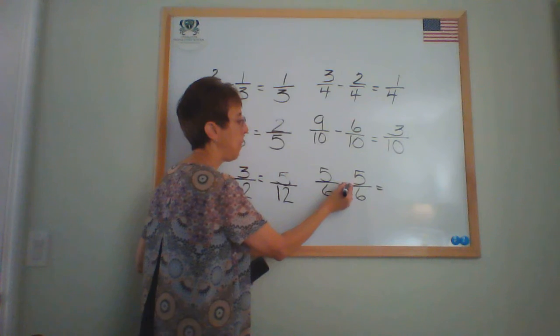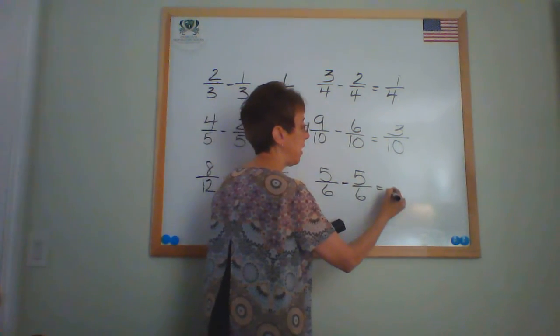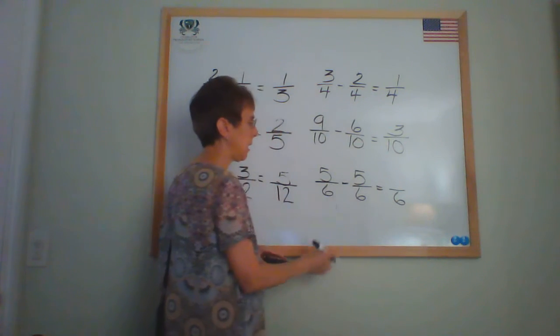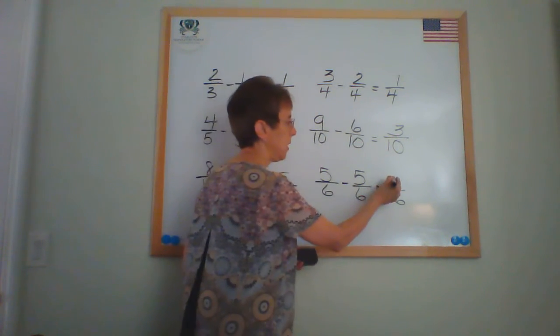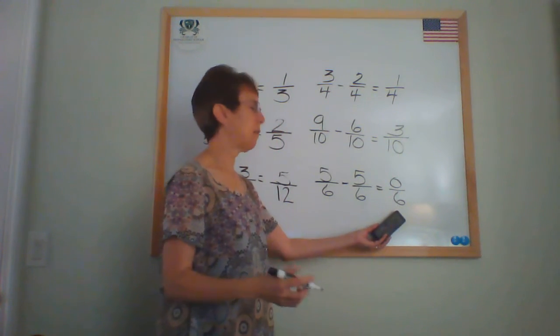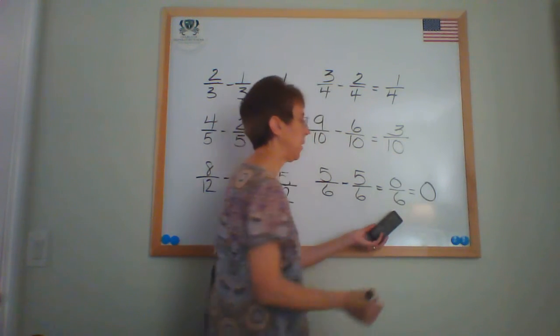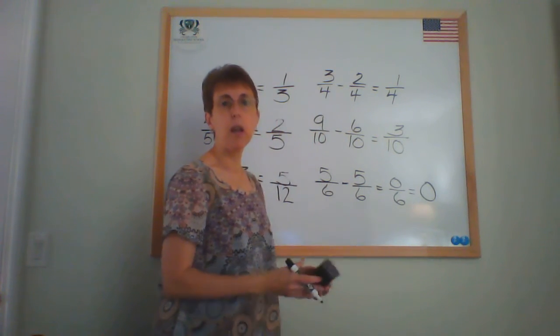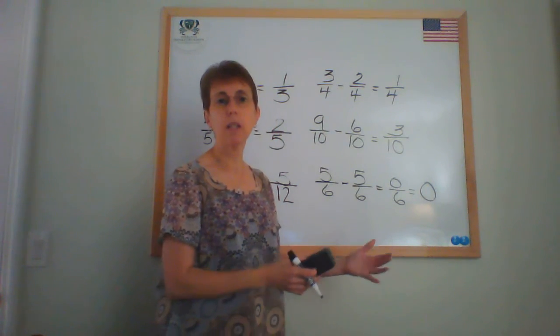5/6 minus 5/6, well, you see that you have 6, you might do this and say, okay, well, it's still 6, but then what do I have? 5 minus 5, 5 minus 5 is 0. Well, so you may have written this and you may have 0/6, but we don't leave it that way. It's just simply 0. Okay, whether it's 0/6 or 0/10ths, it's still just 0.